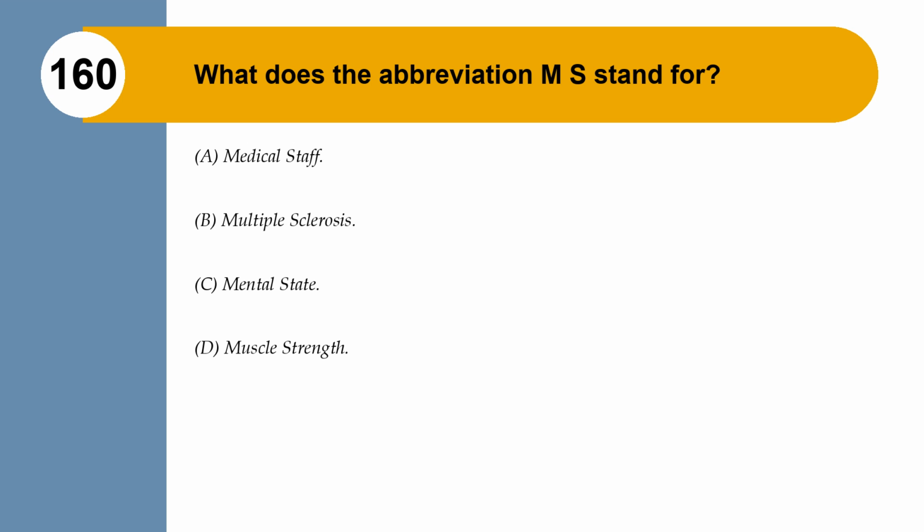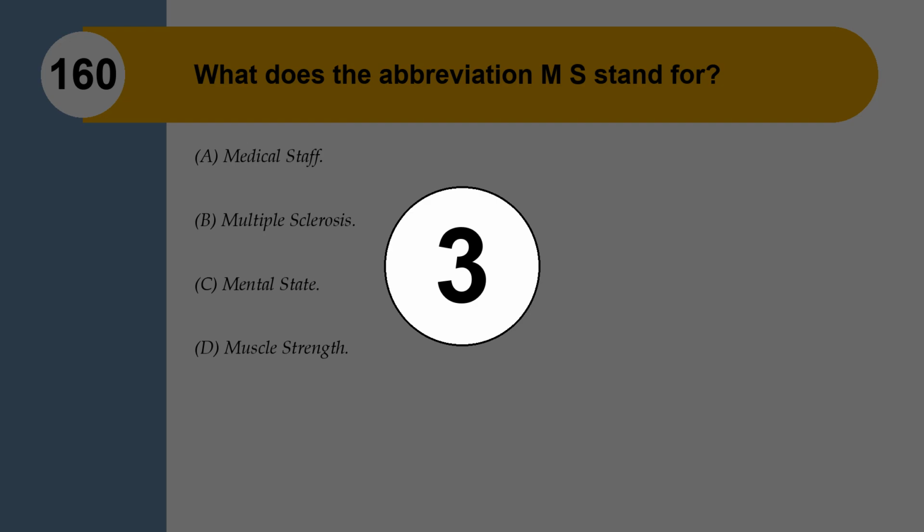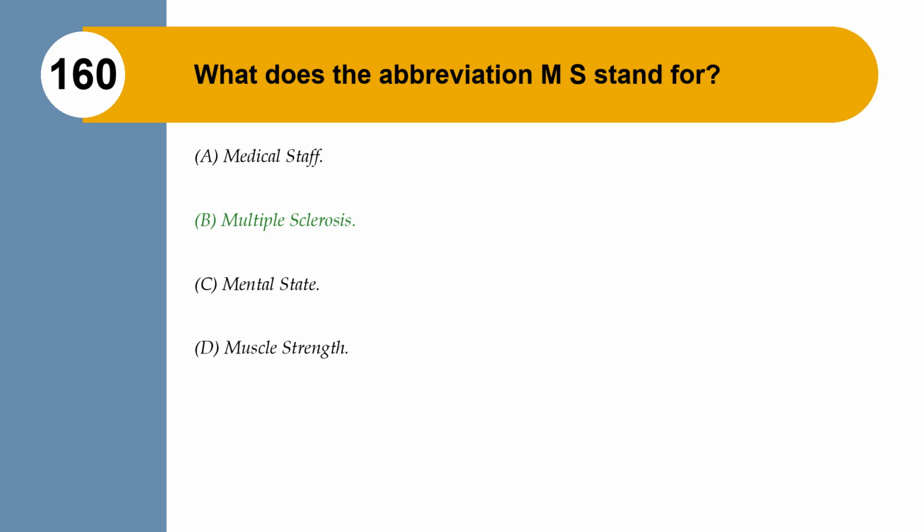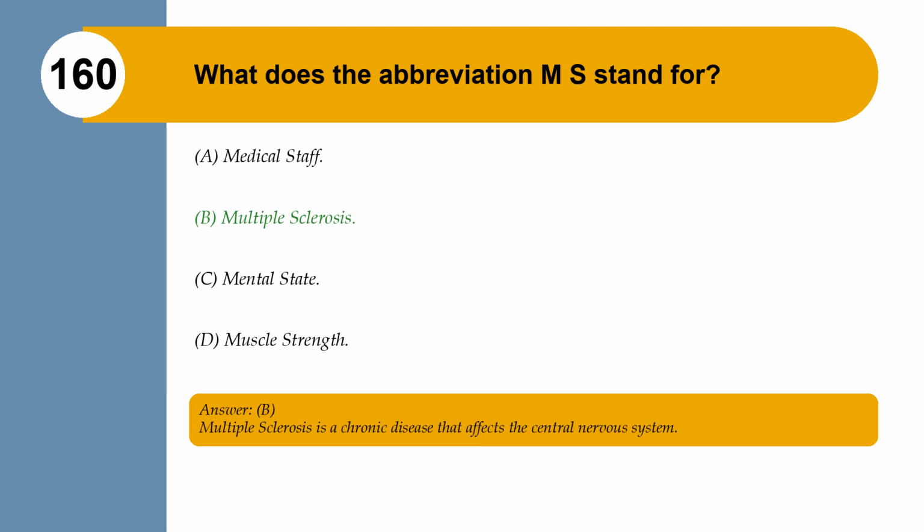Question 160. What does the abbreviation MS stand for? Option A, medical staff. Option B, multiple sclerosis. Option C, mental state. Option D, muscle strength. The correct answer is option B, multiple sclerosis. Explanation: multiple sclerosis is a chronic disease that affects the central nervous system.